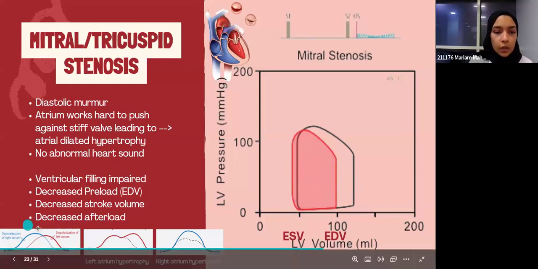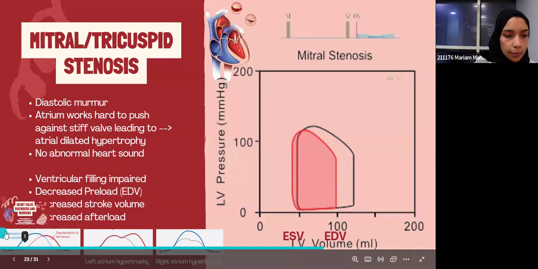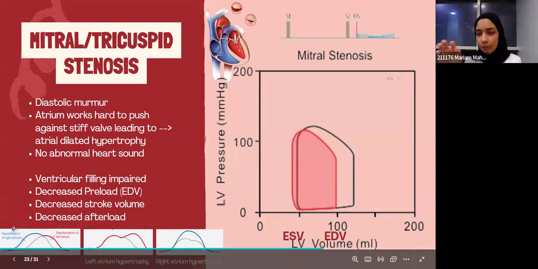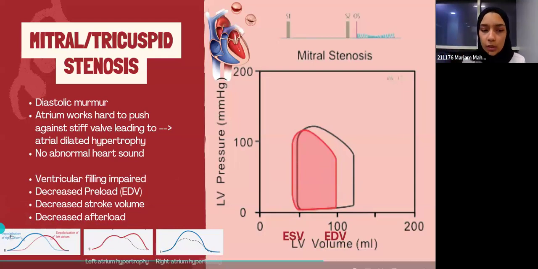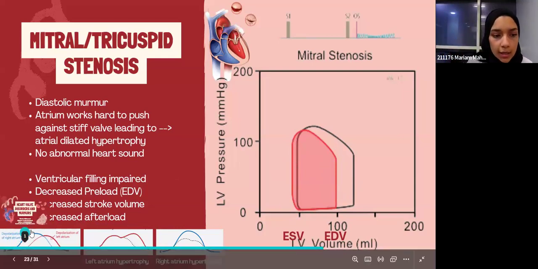So here you can see the P wave. The P wave is in the action potential, right? So you will find it on the ECG. So the P wave, you will find it on the ECG. So here, it's the contraction of the atrium.